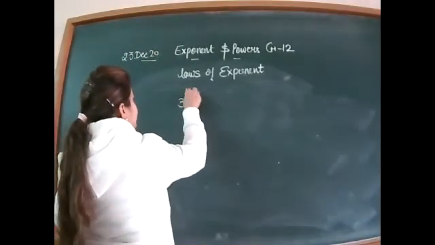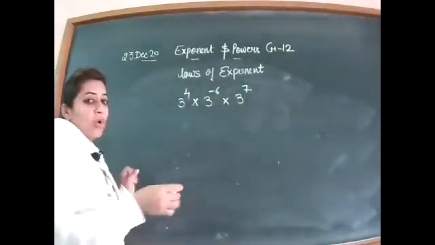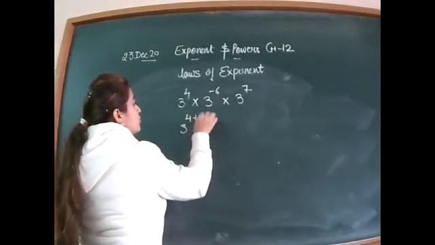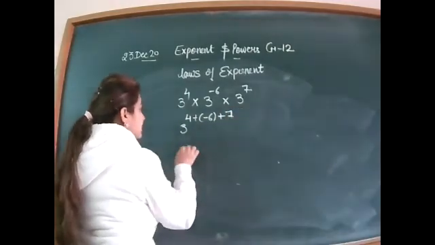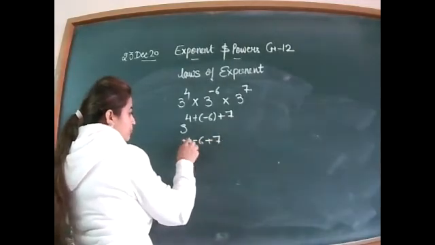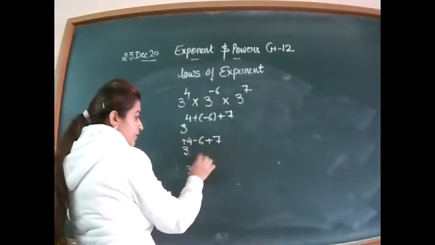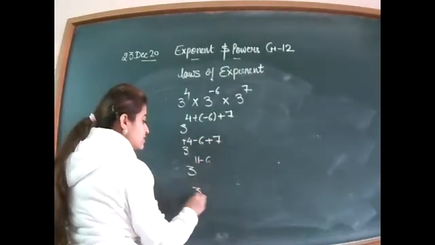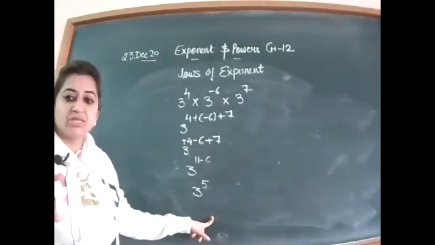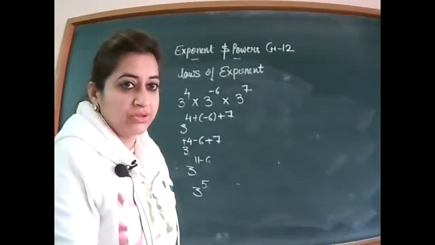Next question is, if instead of two numbers, three numbers are given to you, again the same law will be applied. As you can see that the base is the same, so powers will be added. 4 plus minus 6 plus 7, that is 4 plus minus minus plus 7. So 4 has a plus sign, so both the numbers will be added. So 4 plus 7 is 11, 11 minus 6, that is 3 raised to power 5. If the question is of simplification, then you will multiply it. And if the question is to solve and to write it in the exponential form, then you will write the answer like this also.